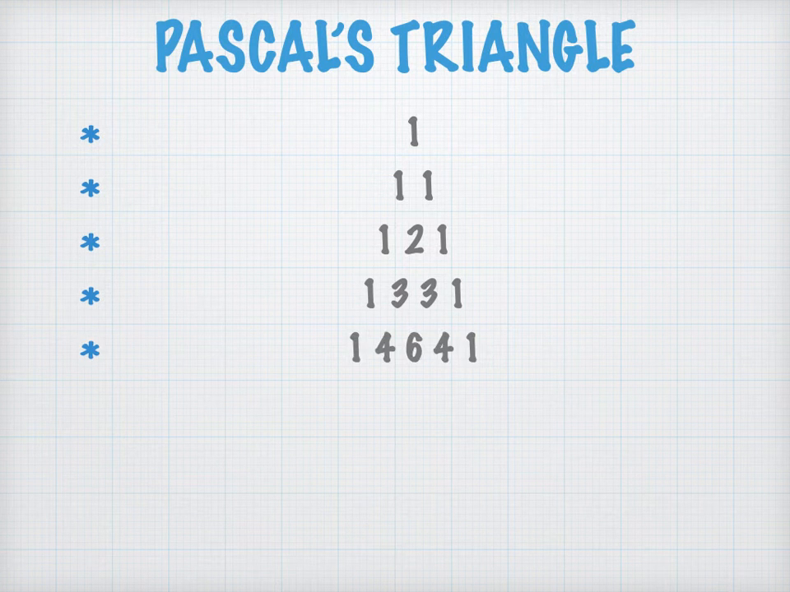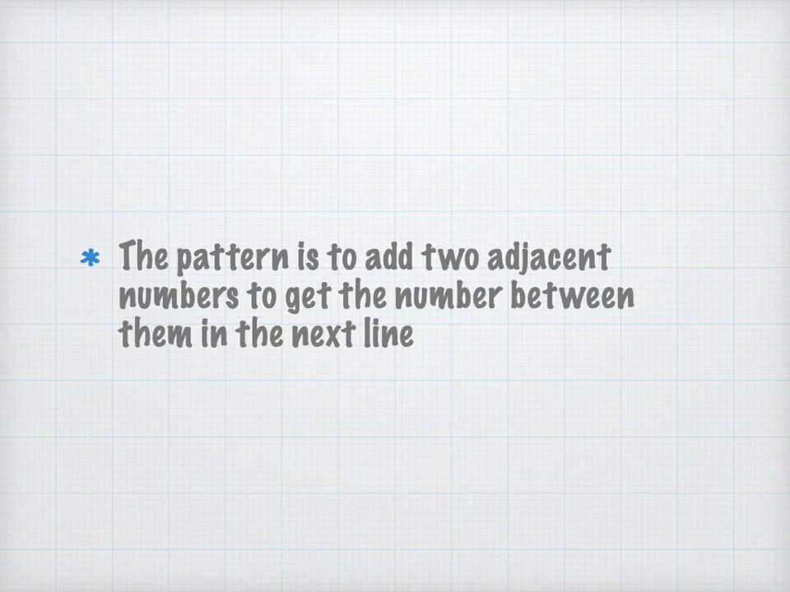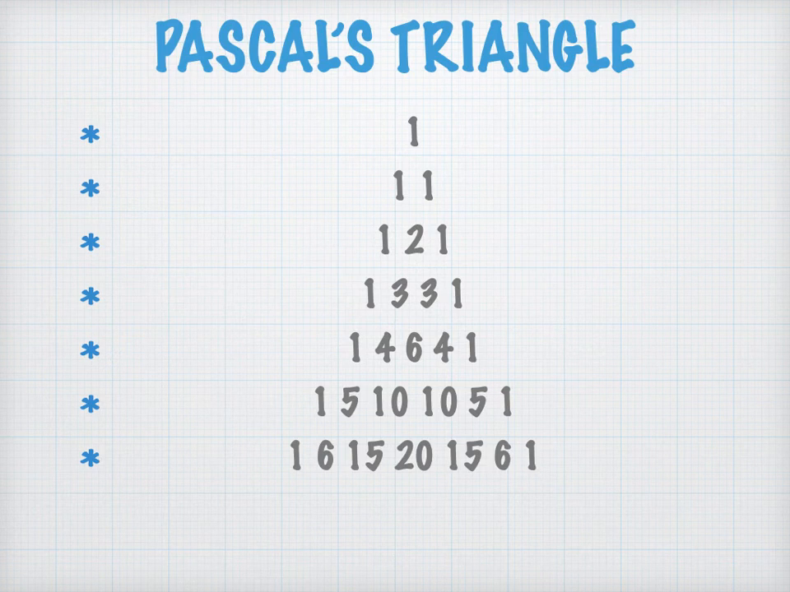1, 3, 3, 1. 1, 4, 6, 4, 1. 1, 5, 10, 10, 5, 1. 1, 6, 15, 20, 15, 6, 1. Oops, went really fast. Okay, we'll come back to it in a minute. The pattern then is to add two adjacent numbers, and that gives you the number between them in the next line. Okay, it's clear as mud.